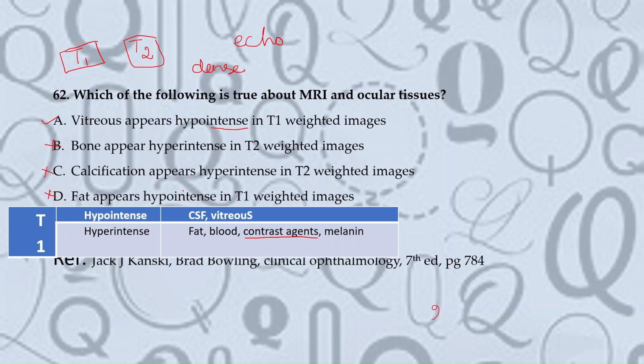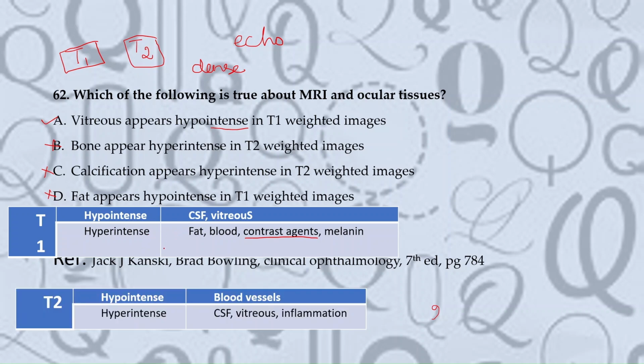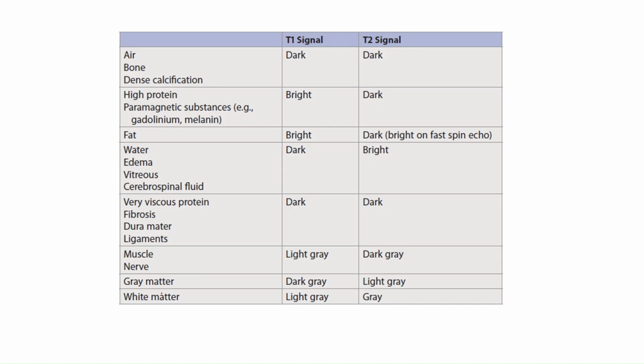better delineation of tissues. And which frames do you have to look? You have to look in the T1 weighted images. Whereas in T2 weighted images, blood vessels appear hypointense and CSF, vitreous and any inflammatory material will appear hyperintense. So this is a table for you to understand. I've taken this from Yanoff and Duker.